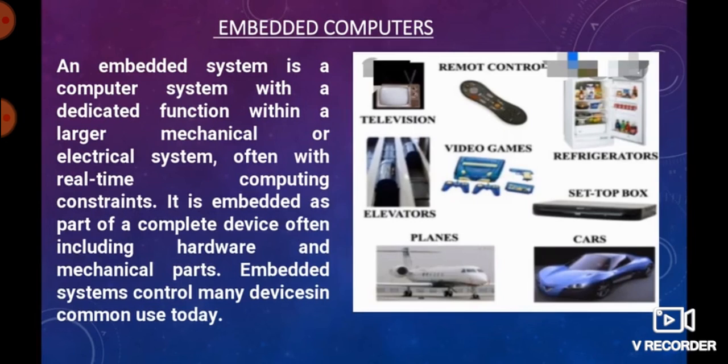Like in our washing machine, in a fully automatic machine we have the facility for setting a timer, so it's a kind of computer which works as an embedded system. A chip is embedded with the machine for performing this task. So that's all about the types of computer.